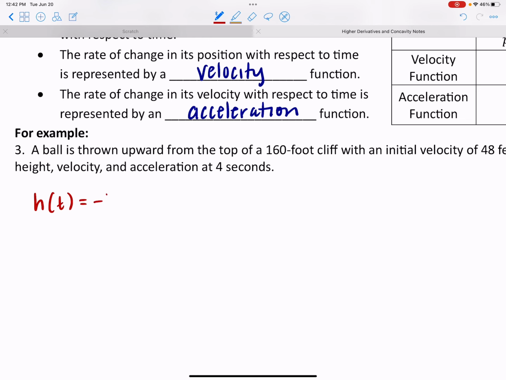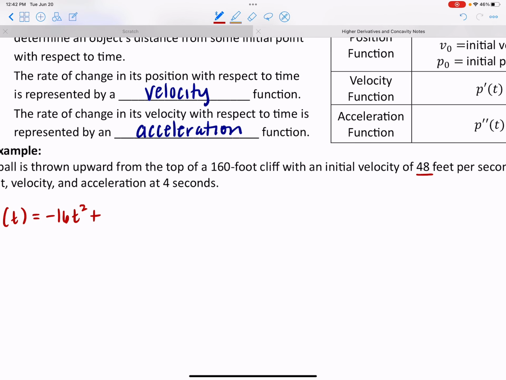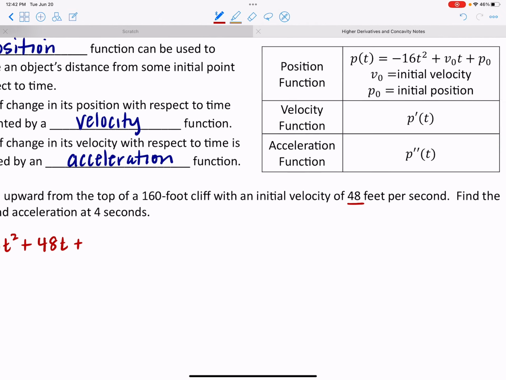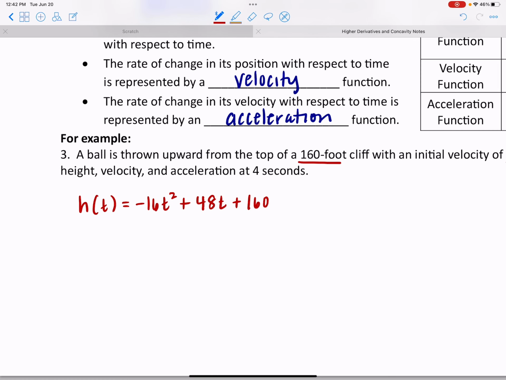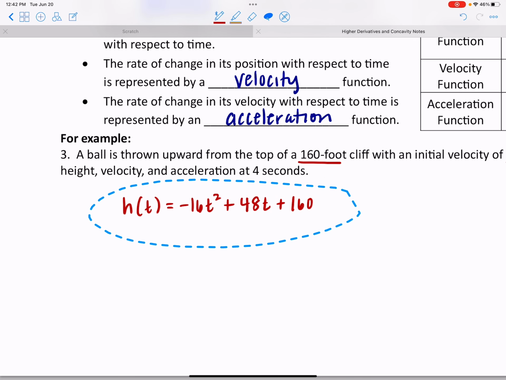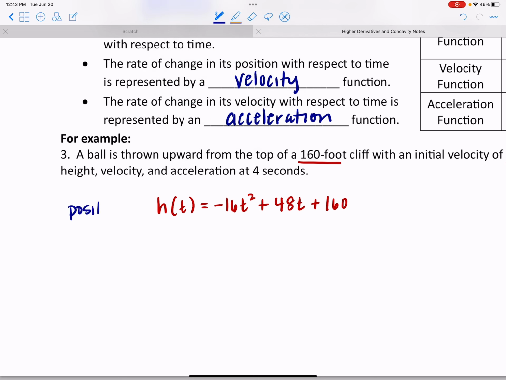It will always have a negative 16t squared plus v sub 0 times t, so our initial velocity is 48, and that gets multiplied by t. And then we're going to add on our p sub 0, that's our initial position. In this case, that's 160 feet at the top of the cliff. So there's our function for position. Then we're going to have velocity, and then acceleration, which I'm going to abbreviate because I don't want to write that out.